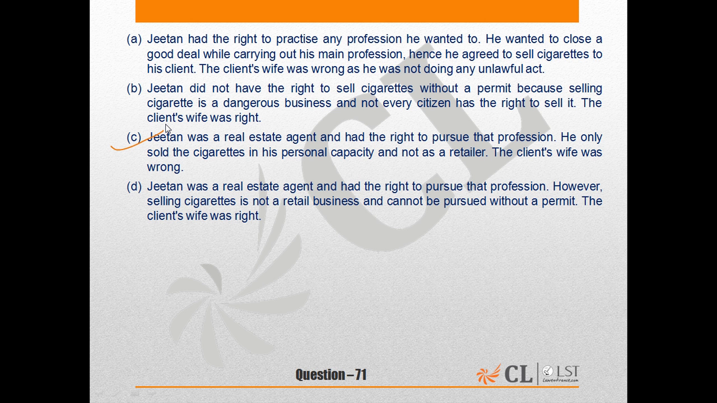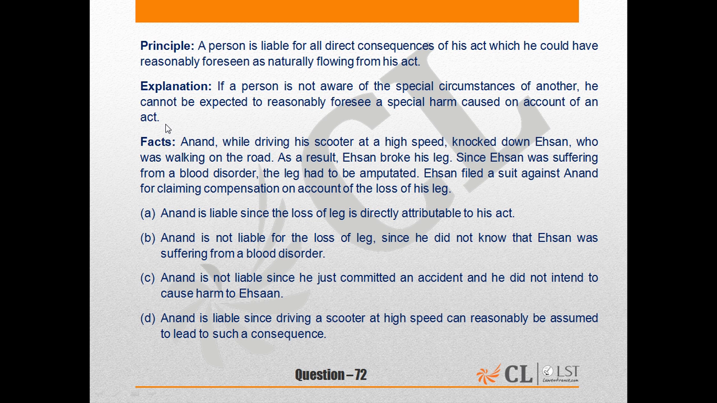Now coming to question 72. Question 72 is a question on torts. The principle says that the person is liable for all the direct consequences of his act. Explanations say that if a person is not aware of these special circumstances, then he cannot be expected to reasonably foresee a special harm.